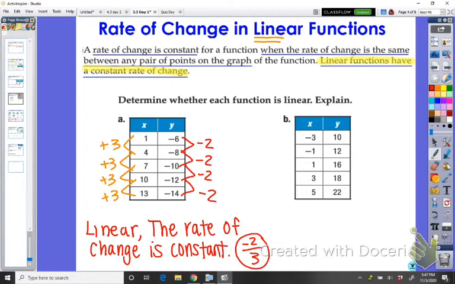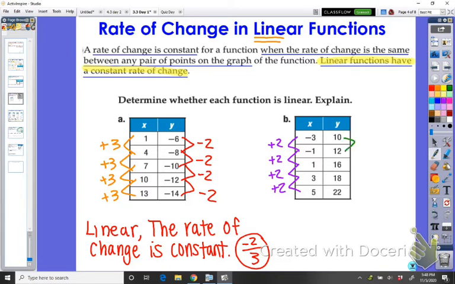Let's look at letter B's table. So look at the x's, -3 to -1. Well, that goes up by adding 2. -1 to +1, again, increases by 2. 1 to 3 plus 2, 3 to 5 plus 2. So far we're good. Look at the y's.